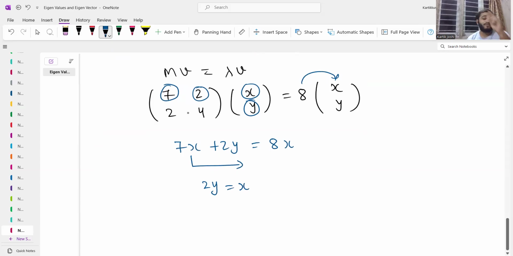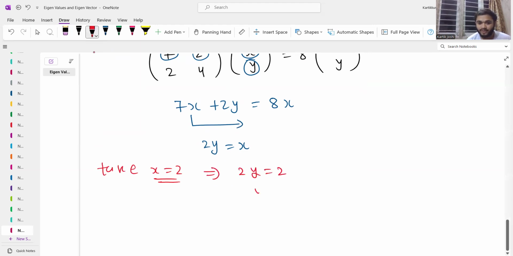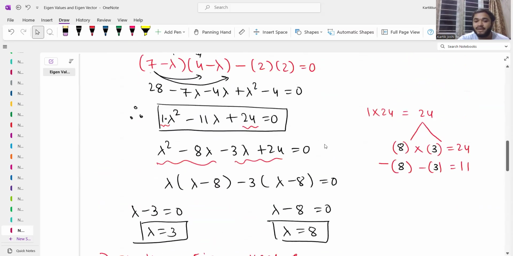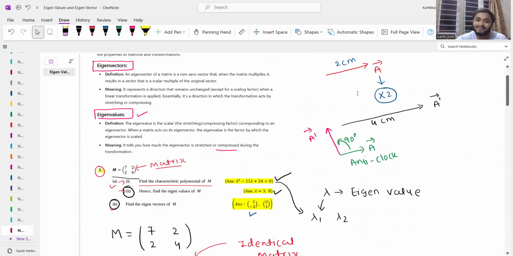Now take X is equal to 2, and your answer for Y is 1. So we get the second eigenvector v2. If lambda is equal to 8, then v2 is equal to 2 comma 1. So here we found both eigenvalues and eigenvectors in a beautiful manner. So that's it. Goodbye.